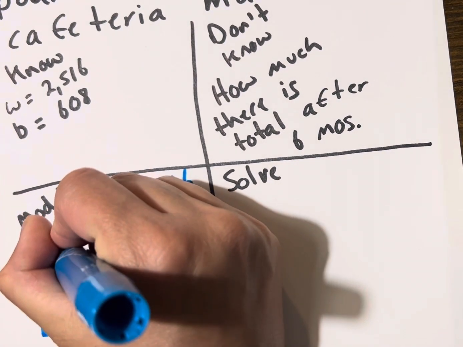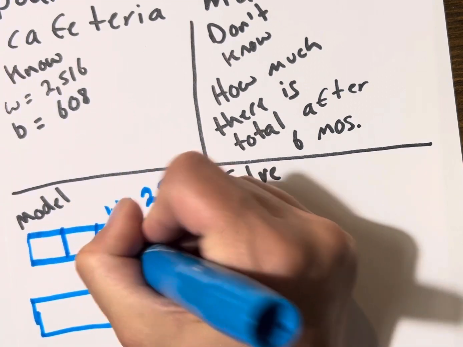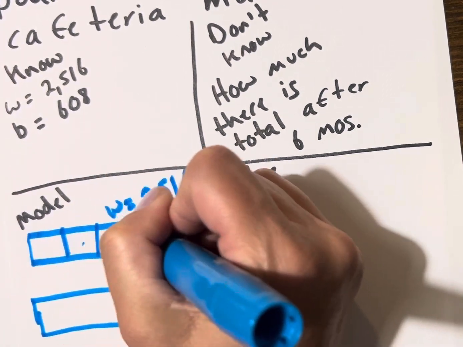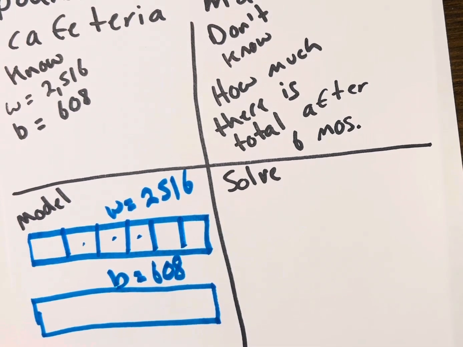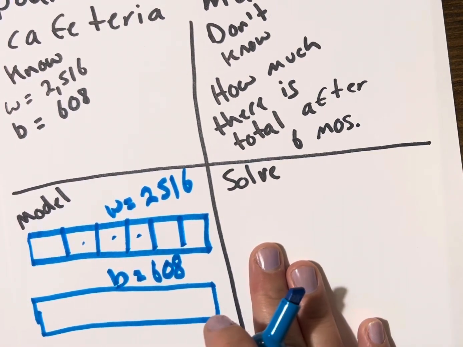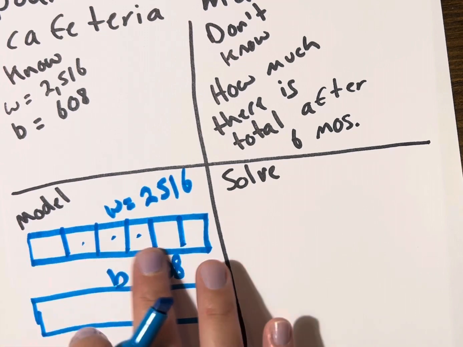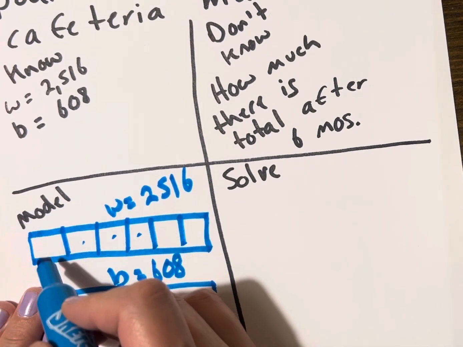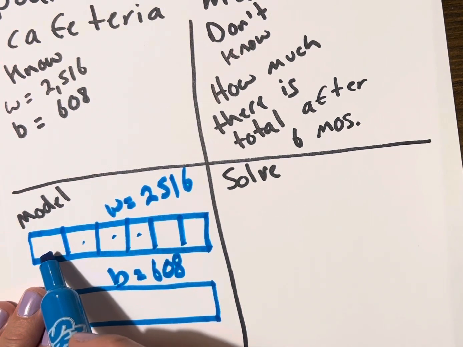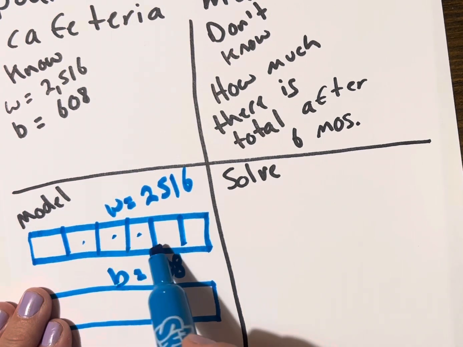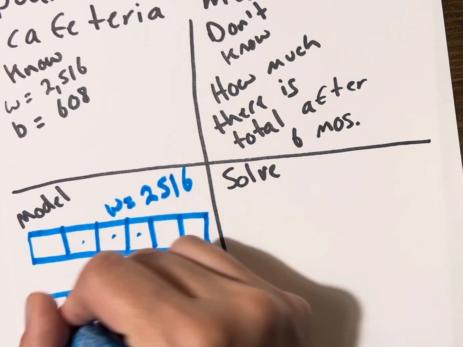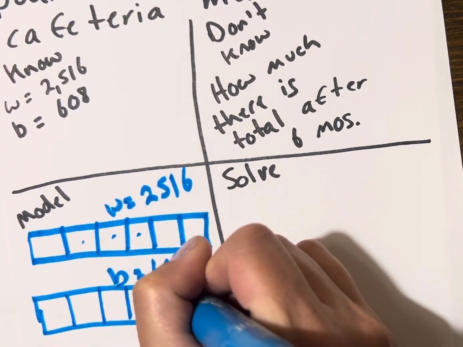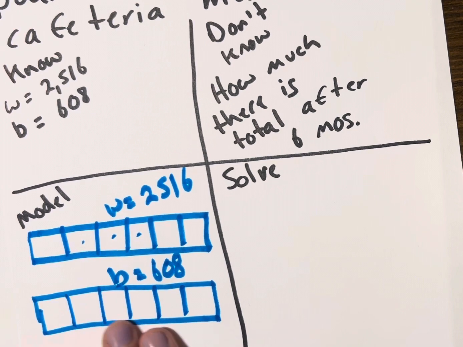I know that we're trying to figure out how much was done. 1, 2, 3, 4, 5, 6. We're trying to figure out how much was done over 6 months. I can't fit this number into each of these boxes, but each of these boxes represents 1 month of white rice. So that's 2,516 6 different times. I'm also going to do the same thing for my brown rice. That's 608 pounds of brown rice cooked over 6 months, so 6 times.